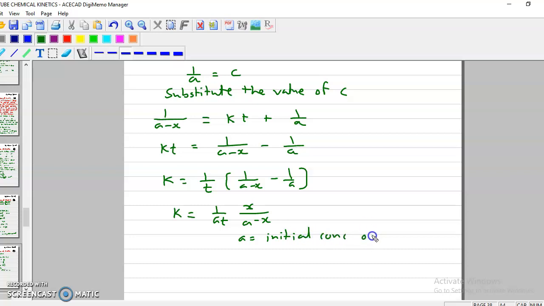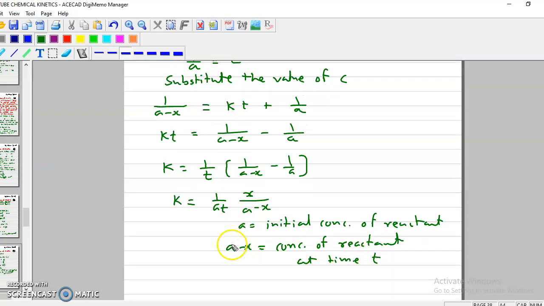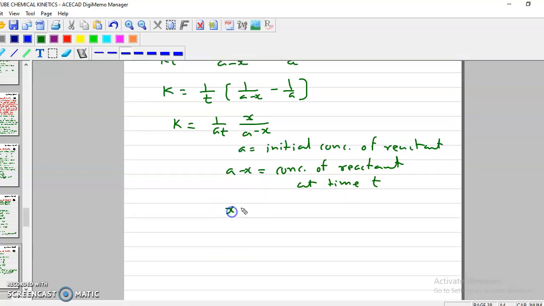of reactant, a minus x will be the concentration of reactant at time t, and x would be the concentration of reactant utilized at time t.